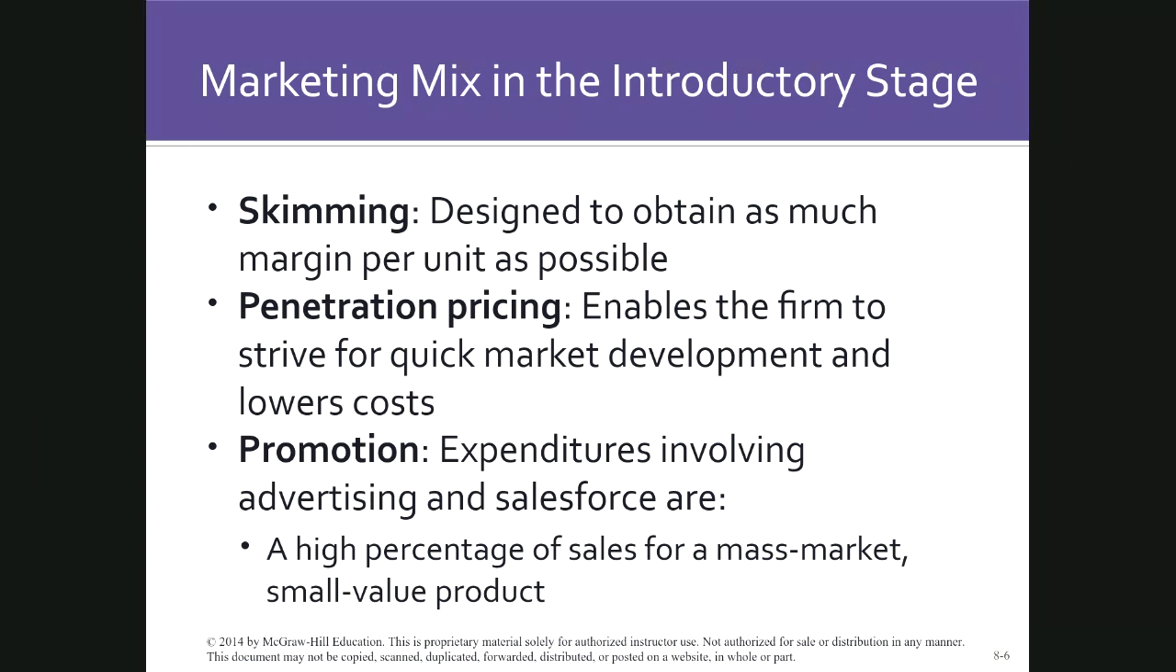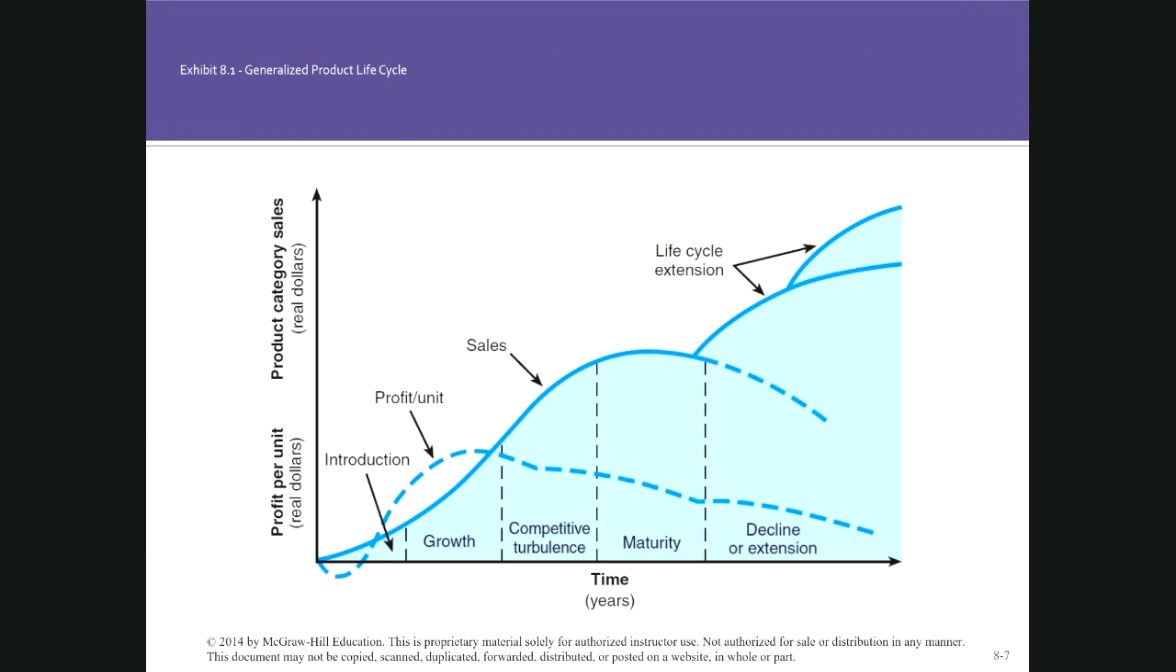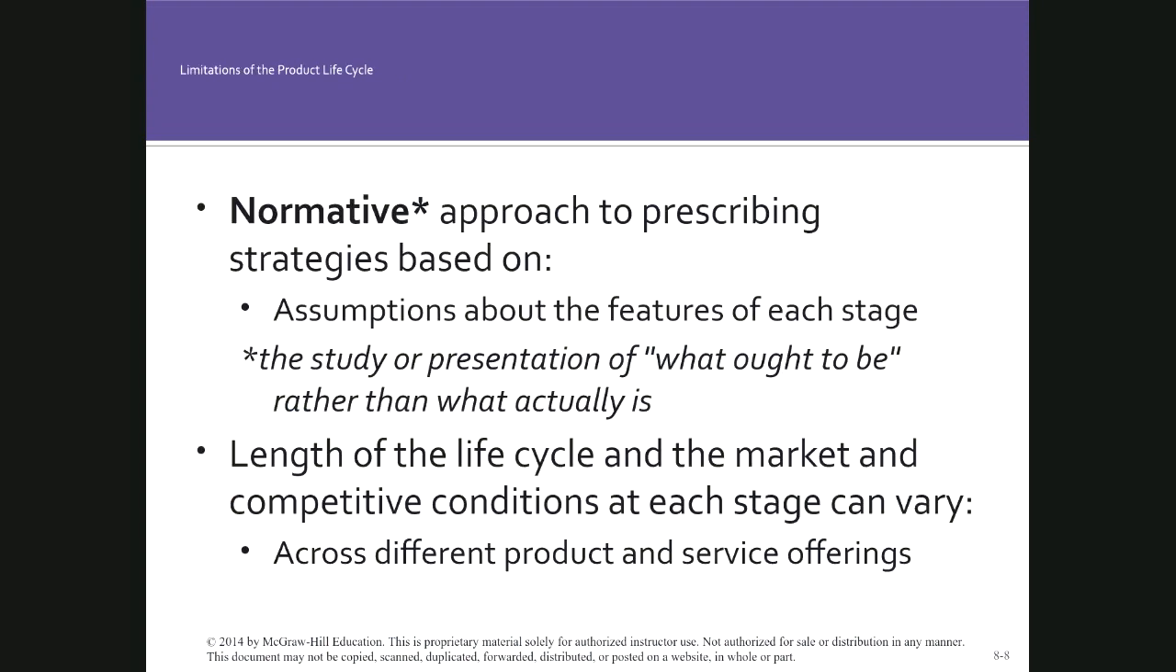And then promotion expenditures involving advertising and sales force are generally a very large percentage of sales, especially for a mass market product. Hopefully in the simulation, you have picked up on that early on, promotion is important. And you have to spend a lot of money on it to make sure that people know that it exists. So that's kind of a recap of the product life cycle and some pricing strategies you can use during that.